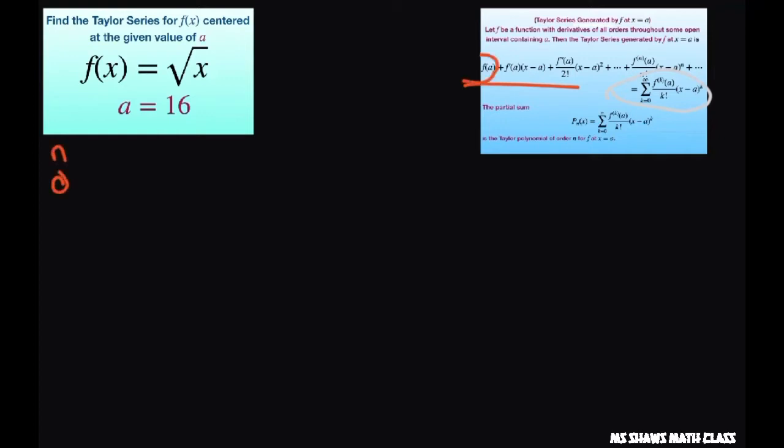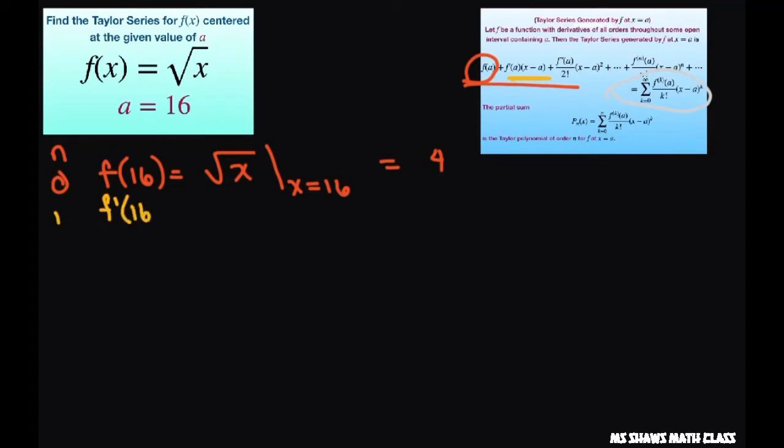This would be our first term. And we're going to do f of 16 equals the square root of x evaluated at x equals 16, and this equals 4. All right, next, for the first derivative, or this second term here, that would be f prime of 16. That equals 1/2 x to the power of negative 1/2. Evaluating that at x equals 16, that gives me 1/2 times 1 divided by 4.